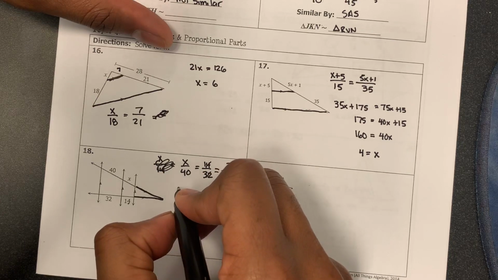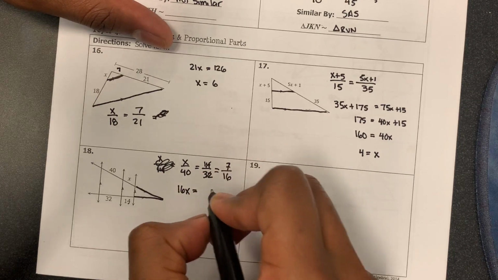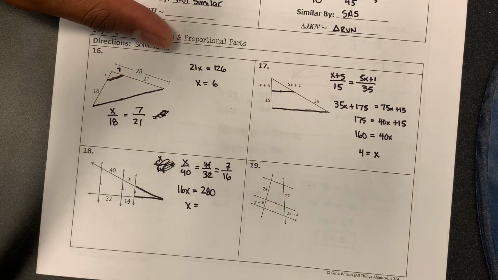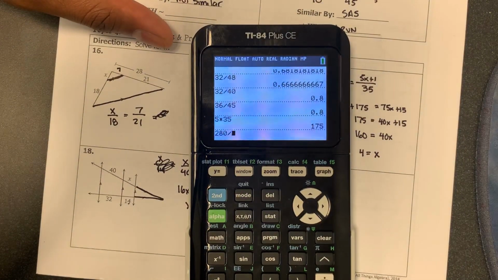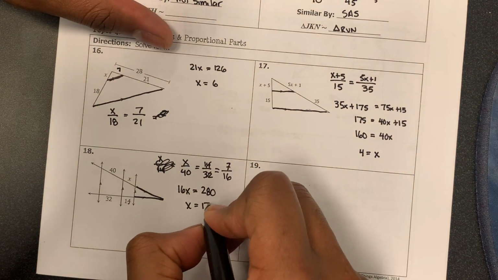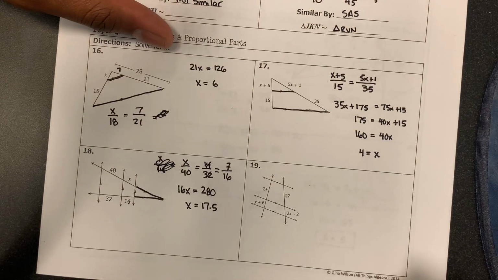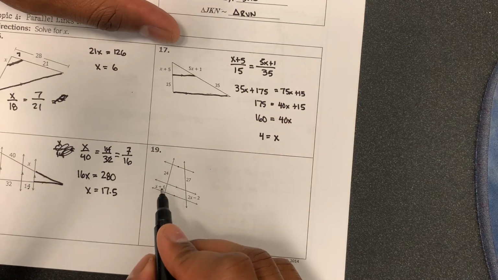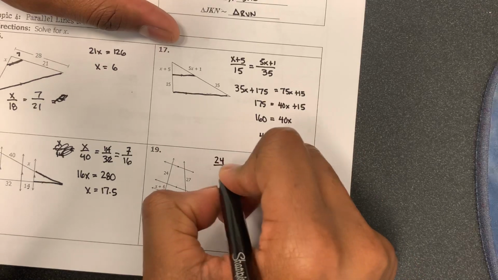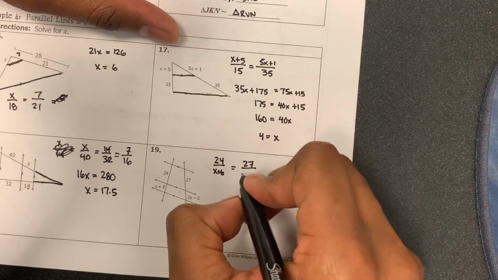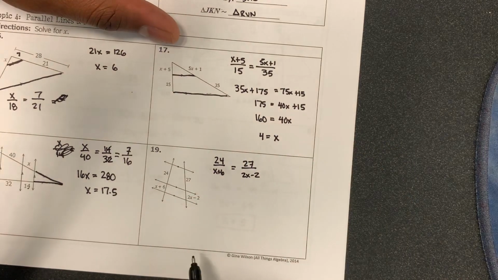Cross multiply, we get 16x equals 280, and I would bet that x is a decimal, I believe, 280 divided by 16, 17.5. All right. Number 19, same thing. We have 24 over x plus 6 equals 27 over 2x minus 2.